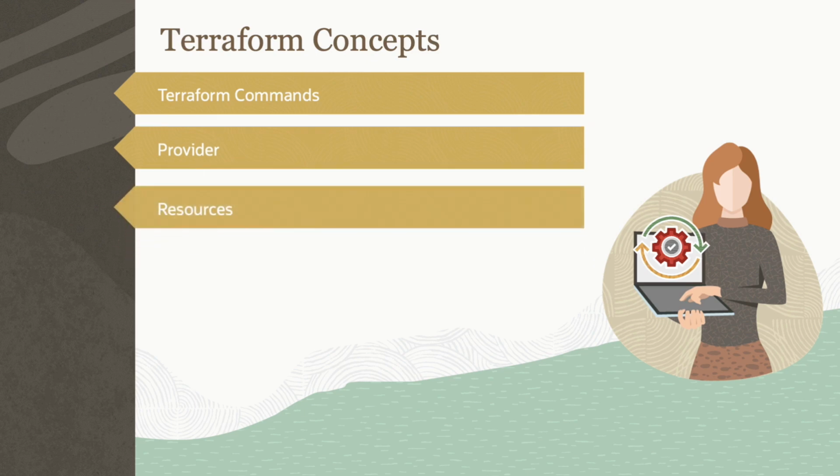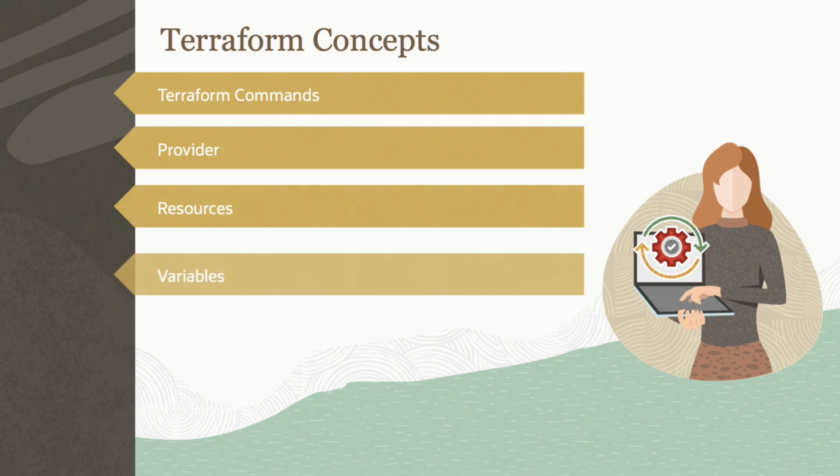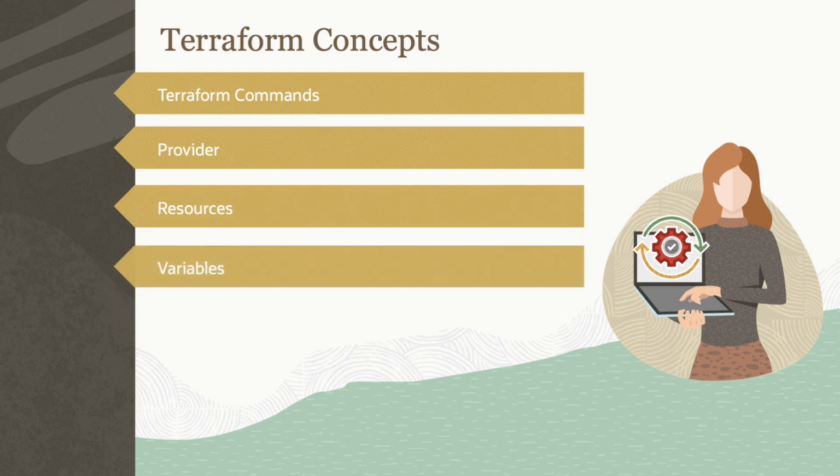Resources are the core components of our infrastructure, representing services like virtual machines, databases, and more. We'll look at how to define and configure these resources. Variables help make our configurations more flexible and reusable. They allow us to parameterize our configuration files, making it easier to adjust settings without modifying the core code.